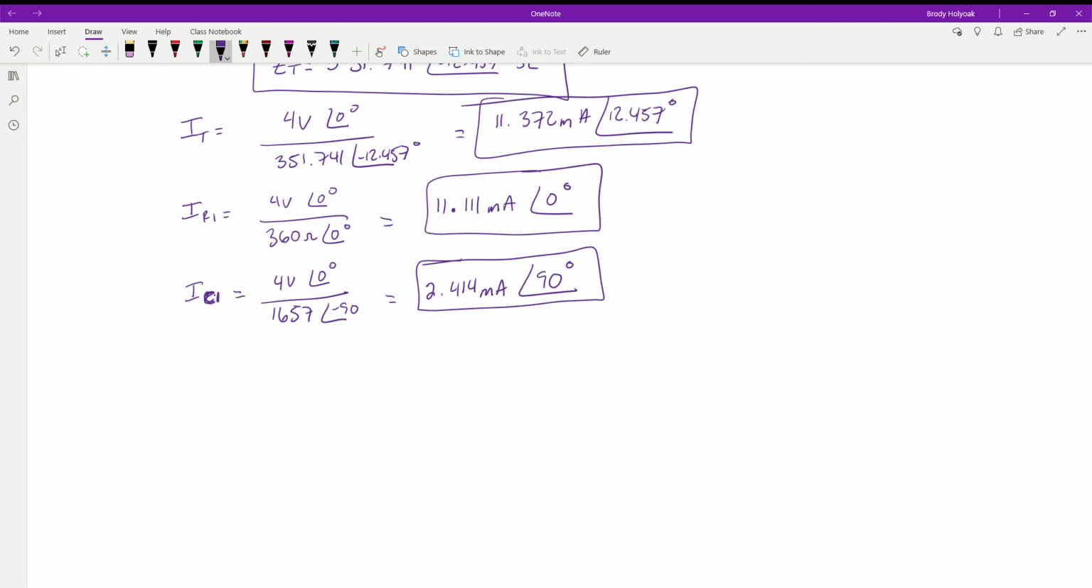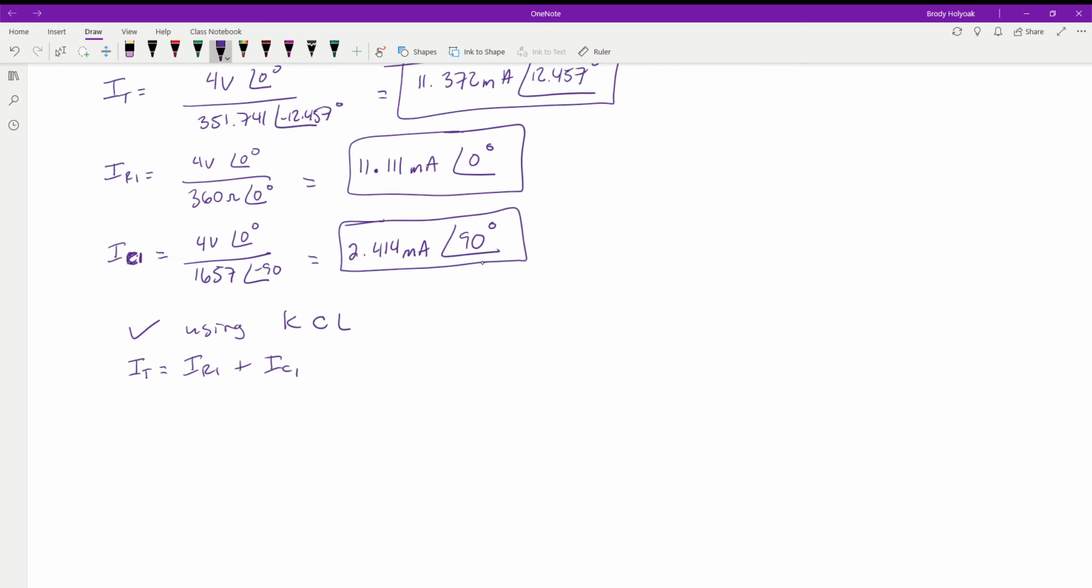So we want to check this using Kirchhoff's current law. Remember, here we have our I total is going to be equal to the IR1 plus I capacitor 1. So again, let's write down our values. We have 11.372 milliamps at 12.457 is equal to 11.111 milliamps at 0 plus 2.414 milliamps at 90.